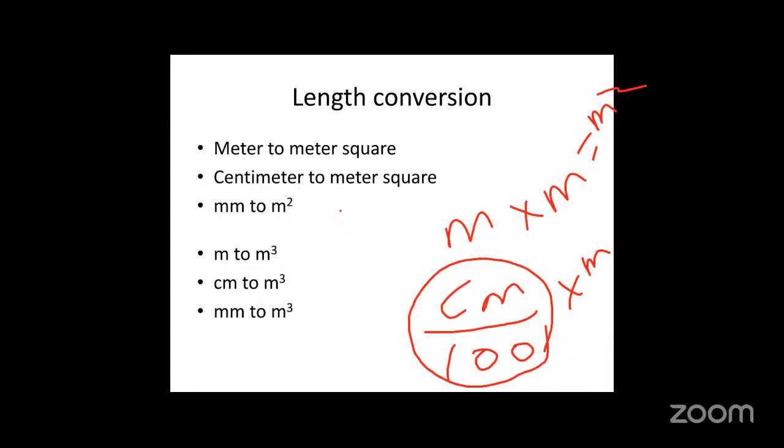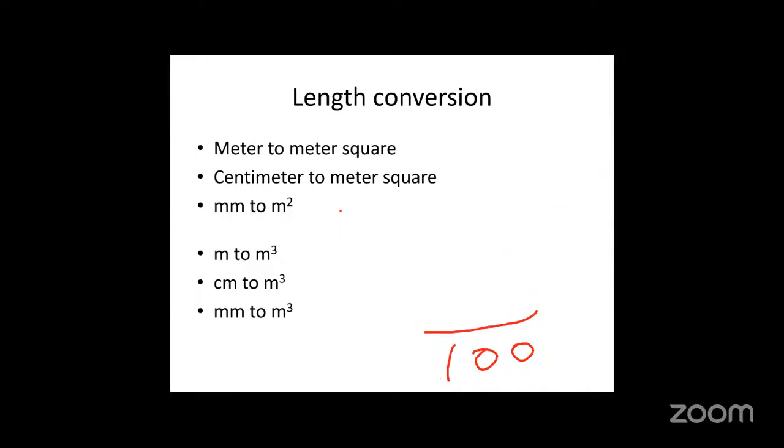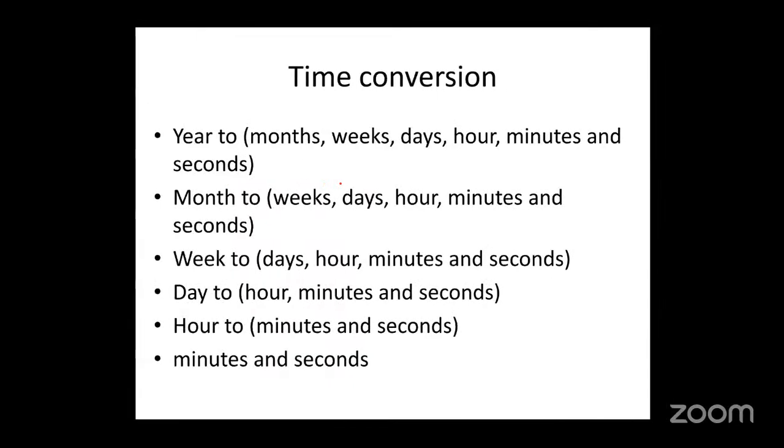So the same thing applies to all of them. Millimeter to meter square, you have to first convert the millimeter to meter, and then you square it, or you will first convert millimeter to millimeter square. So when it's in millimeter square, you can now migrate to meter square. The two must be in the same unit before you can convert from meter to meter square.